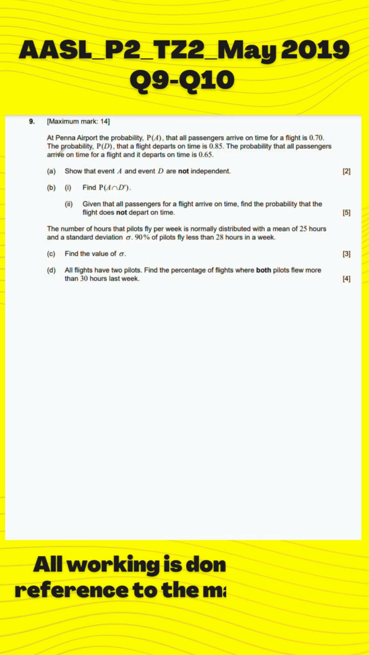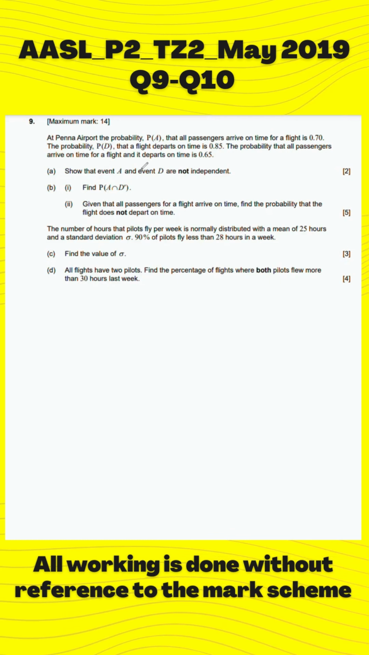IB Maths question. Question 9. Show that events A and D are not independent.